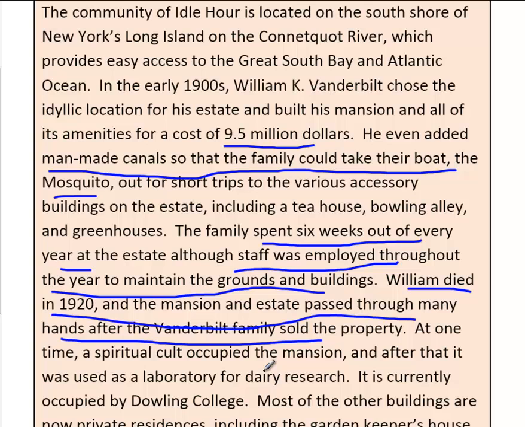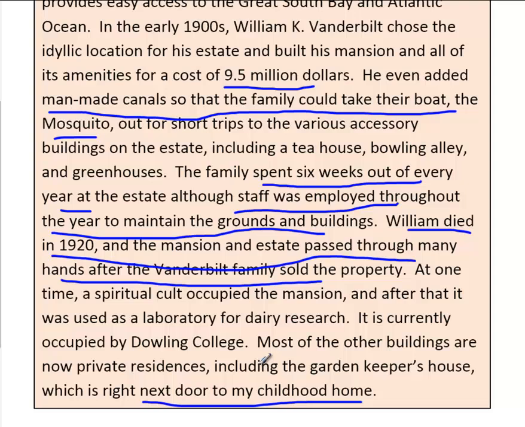And statement number 10 said that the other buildings on the estate, like the tea house, bowling alley, and greenhouses, have been knocked down. But if we look back at the passage, it says that most of the other buildings are now private residences, including the garden keeper's house. And we can assume the tea house and the bowling alley. So since those buildings are now being used as private residences, we would not want to infer number 10. So in conclusion, we never found another statement that seemed more right than the first one, so we can logically infer statements numbers 1, 3, 4, 6, and 8.